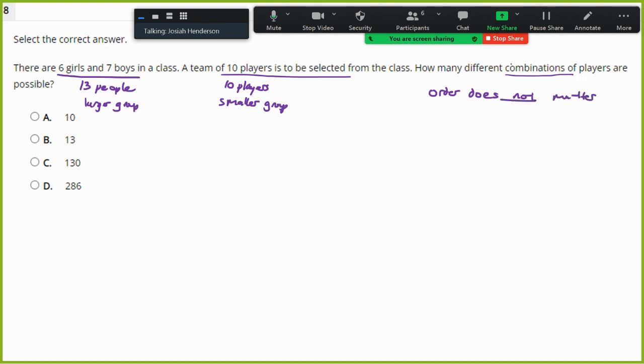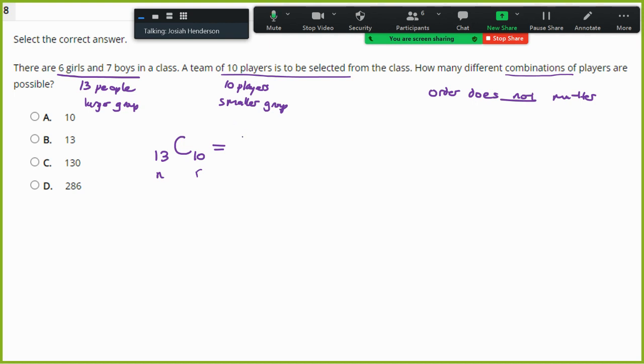So another clue that we're doing a combination, because remember, combination is like doing the same thing as a permutation, but order doesn't matter. So this is a simple combination problem. We want to know how many ways there are to pick 10 from 13. So 13 C 10, 13 choose 10. The first number is the larger number, the n, and the second one is the r number.